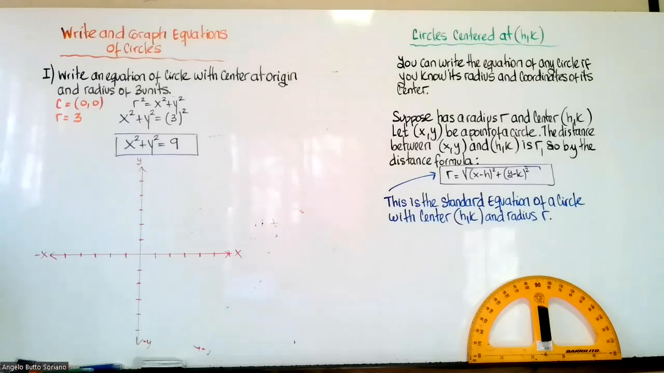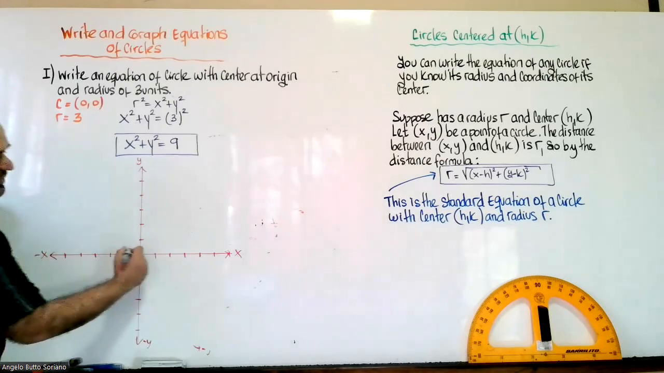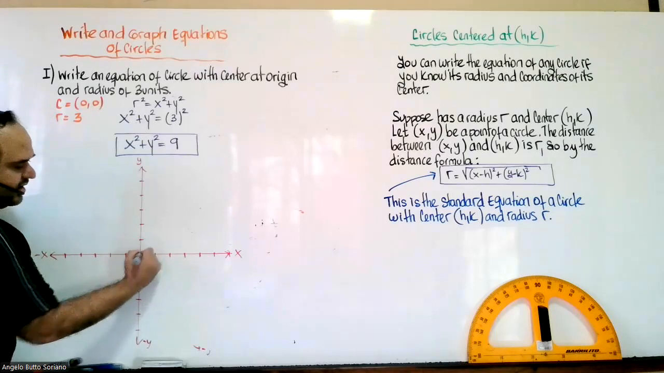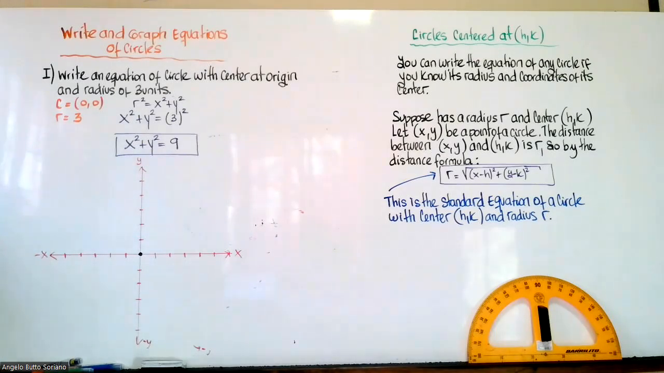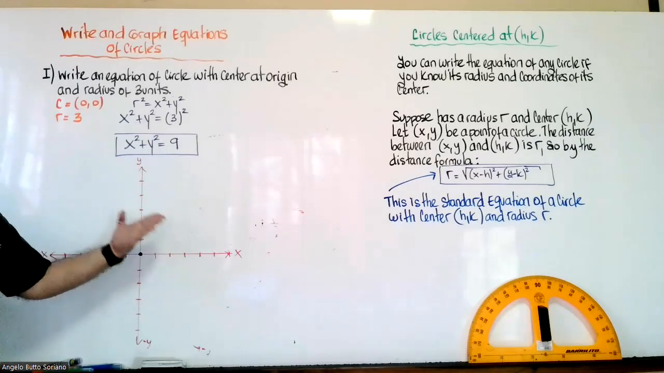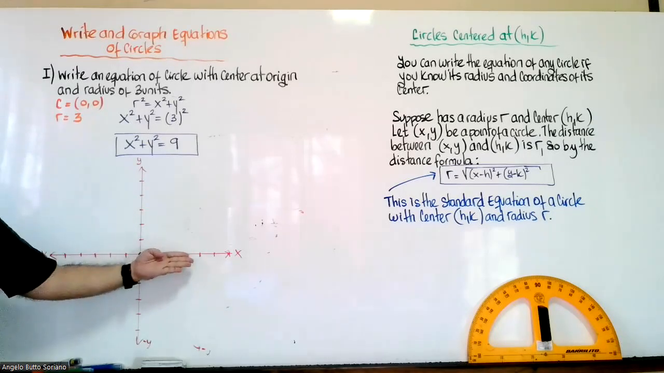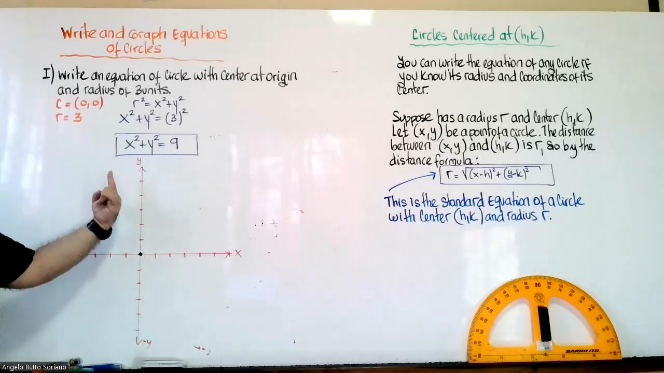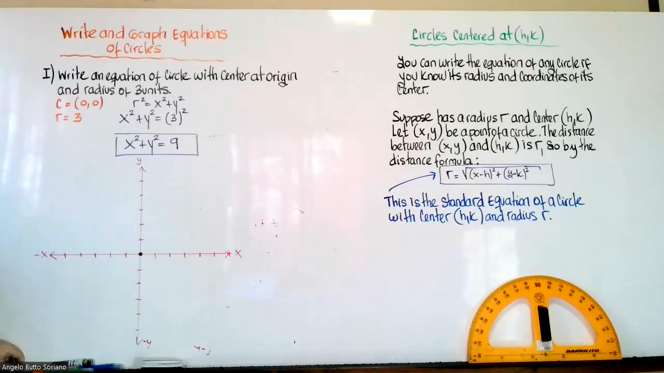Remember, the problem says the equation of the circle with center the origin and radius 3 units. First of all, let's graph the center. The center is the origin. Okay, this black point represents the center of the circle. And the problem mentioned that we have a radius of 3 units. What do we have to do? It's simple. We're going to count, because the radius is the distance between the center and any point of the circle. We're going to count 3 units to the left side, 3 units to the right side, 3 units upward, and 3 units downward.